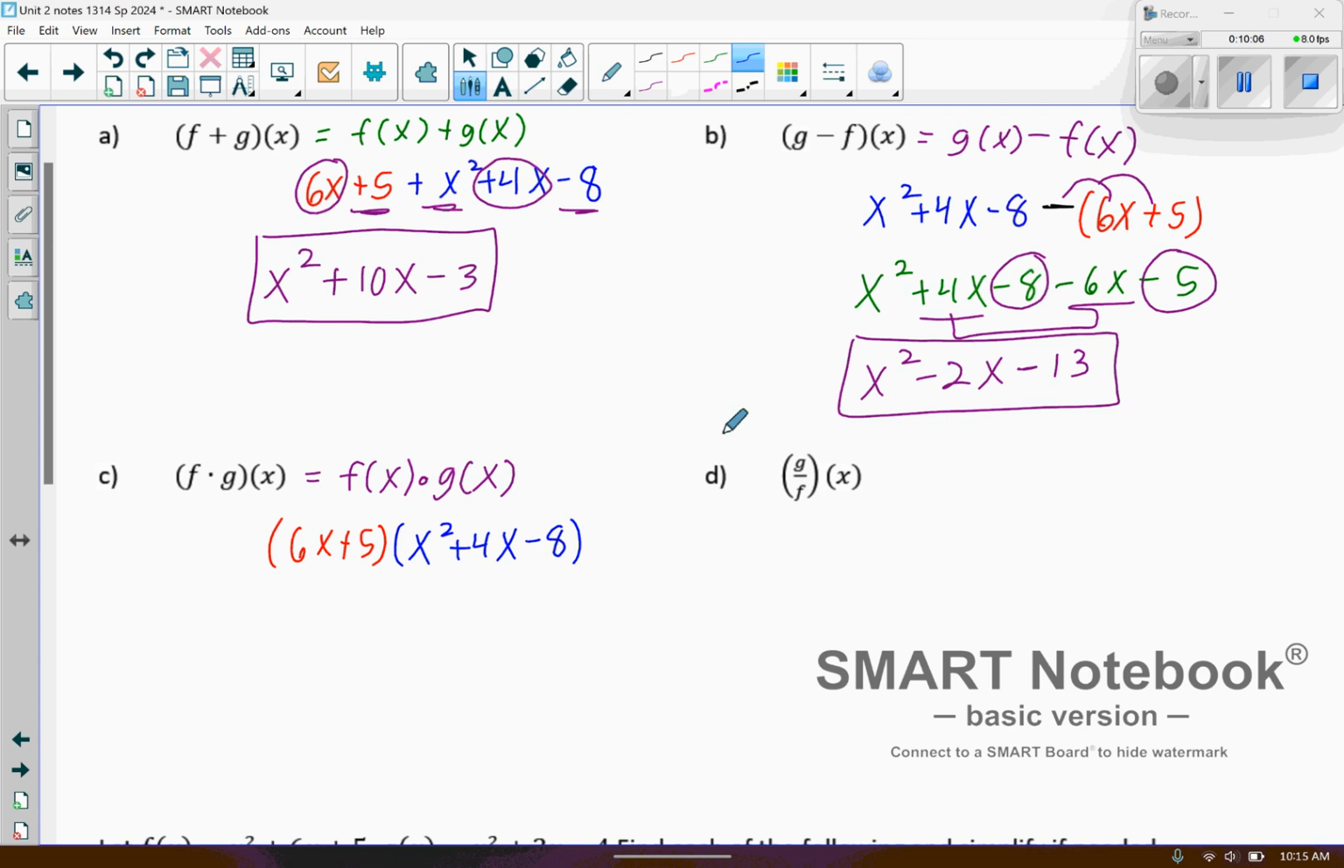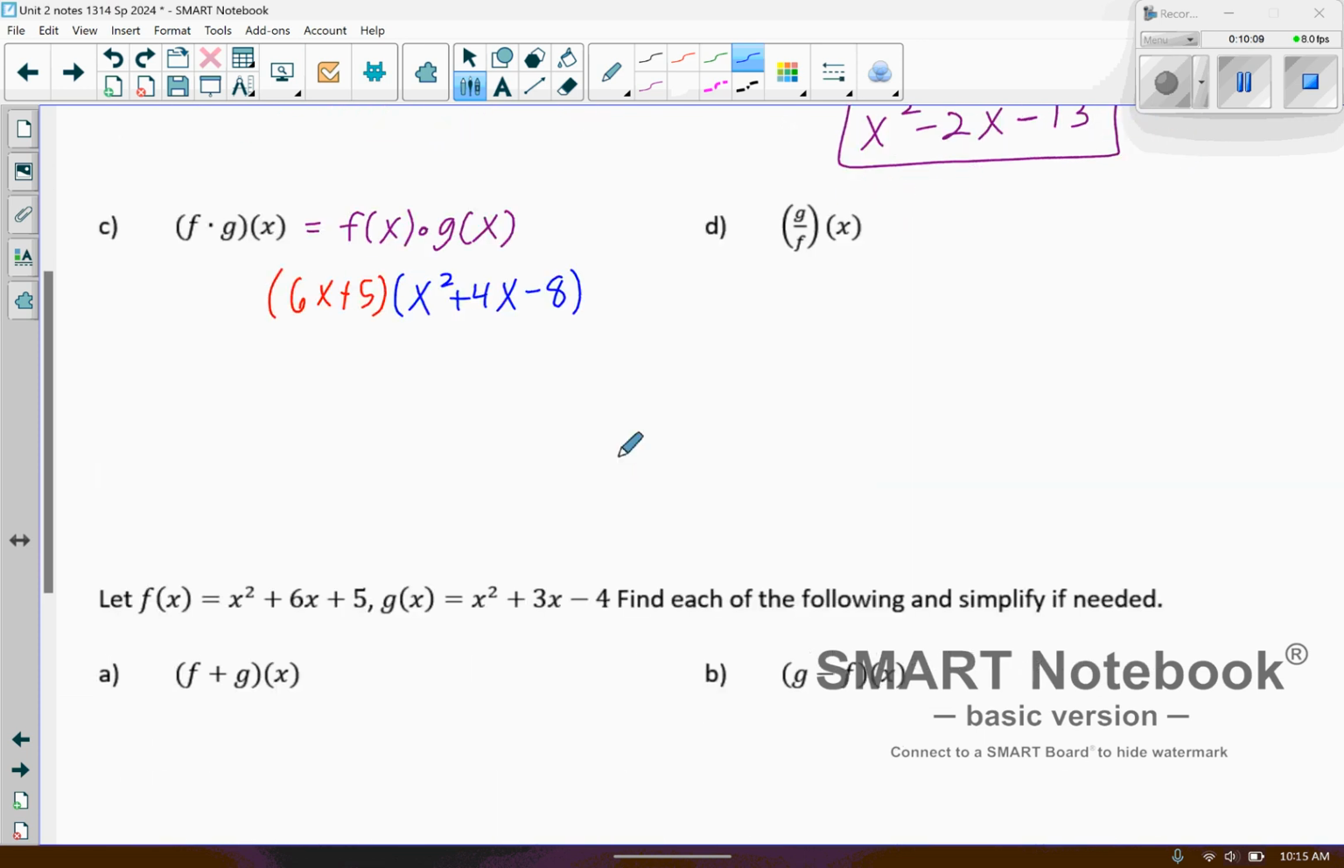Okay, so the way I'm going to do this is it's kind of like the FOIL process, but we have three terms on my second polynomial. So what I'm going to have to do here is start by taking the 6x and multiply it by all three of these terms right here. So 6x times x squared would be 6x cubed. Then 6x times a plus 4x would be a plus 24x squared. And then 6x times minus 8 is going to be a minus 48x. So that's that first part.